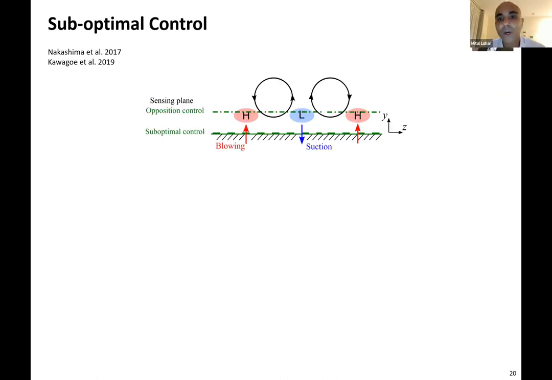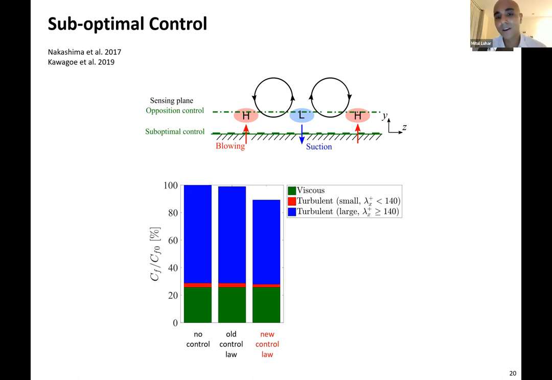Since then, I've worked with my colleague Koji Fukagata at Keio University, and we've also made use of the resolvent framework to see if we can develop active control schemes in which the sensing is done purely at the wall. So instead of opposition control, which requires off-wall sensing, what happens when we make use of so-called suboptimal control techniques, where the sensor is not at the optimal location, but instead at the wall? What if you're sensing shear stresses or pressures at the wall? What can we do to optimize control techniques? So again, we made use of the resolvent framework to try and develop new control laws for this wall-based sensing control.